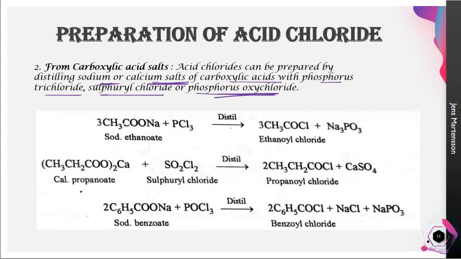So these are examples of the same, where your sodium ethanoate, that is the carboxylic acid salt, reacts with PCl3 and distillation, resulting in the formation of ethanoyl chloride and Na3PO3. Similarly, you can see the rest of the two reactions as well. So that's all in the preparation of your acid chloride.